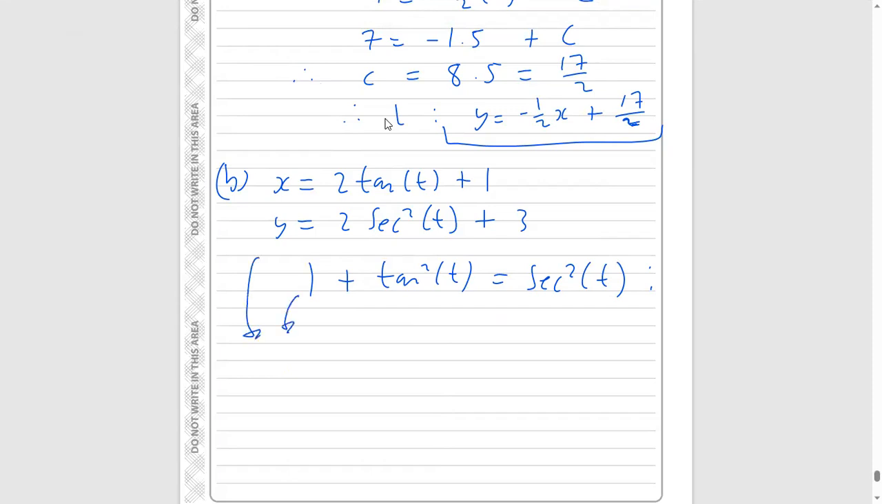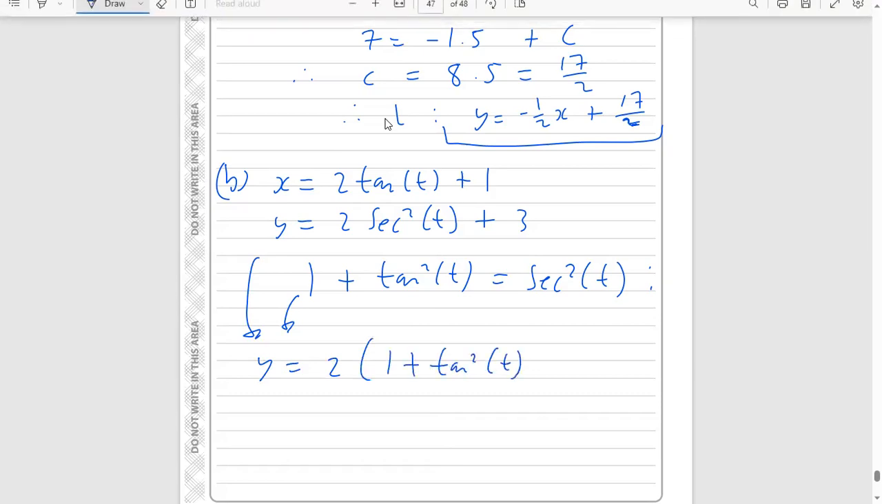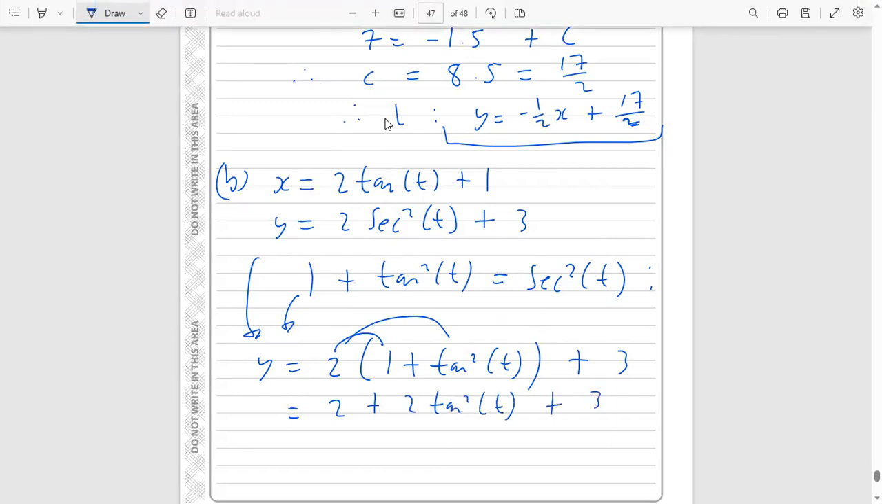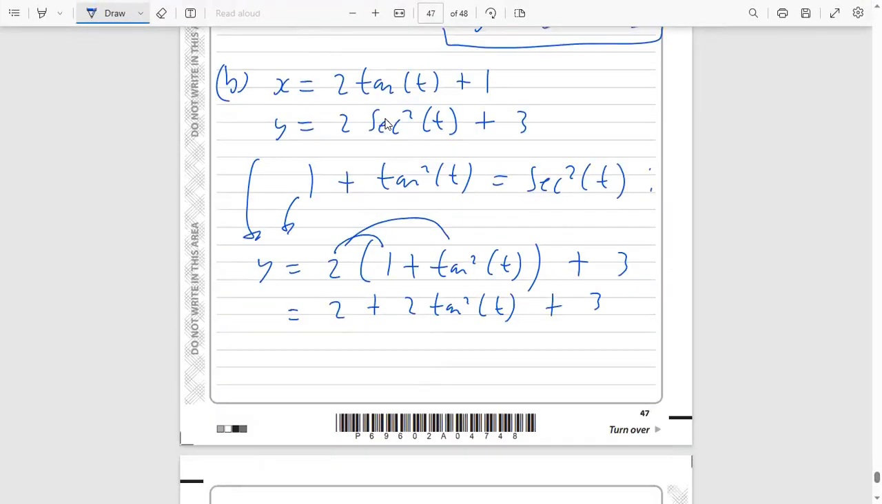So using these facts, I've got y equals 2 lots of 1 plus tan squared t, and then plus the 3 at the end. Just by expanding the brackets, we've got 2 plus 2 tan squared t, and then plus 3. And then 2 plus 3 is 5, so we're just going to write this here.